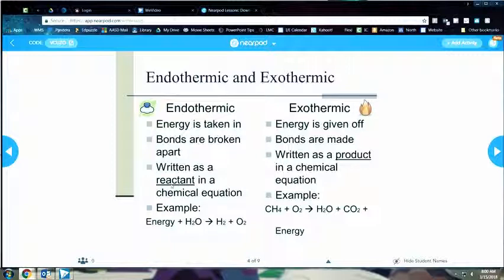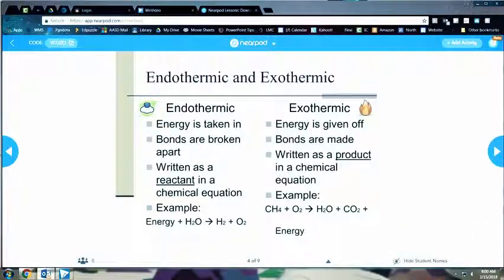Whenever we have a chemical equation, we're going to have energy in the beginning of an endothermic reaction. Then in an exothermic reaction, energy is given off, and that's when bonds are made. And if you have an exothermic reaction, it's going to be written as a product. So it'd be CH4 plus O2 gives us water, carbon dioxide plus energy. So energy is one of the products in an exothermic reaction, and it is one of the reactants in an endothermic reaction.